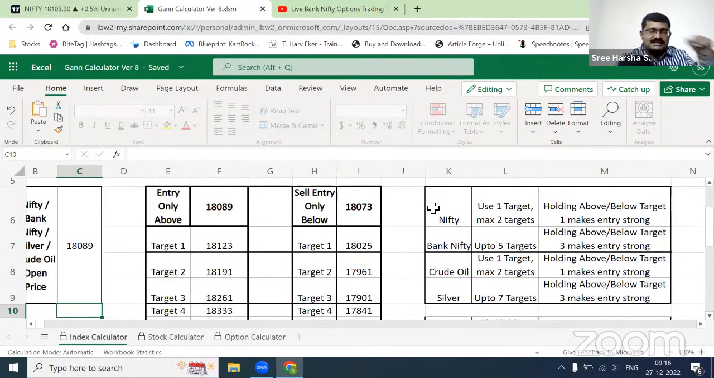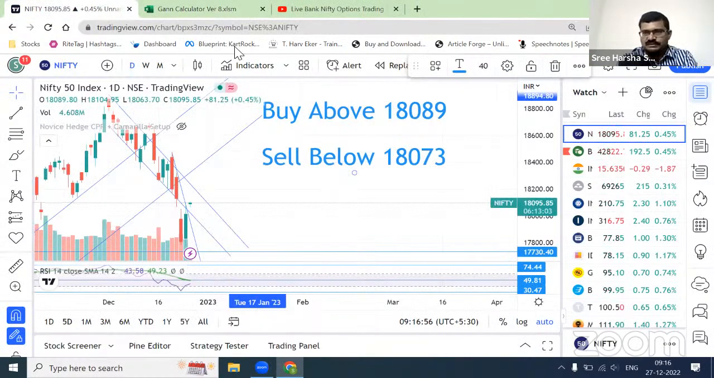Guys, please understand, these are not any recommendations. These are as per the GANN calculator, and I'm not making any kind of recommendations here. Above this, we can test these levels. And below that, we can probably test this or this. Let's see how it works. As of now, it is on the upside only.